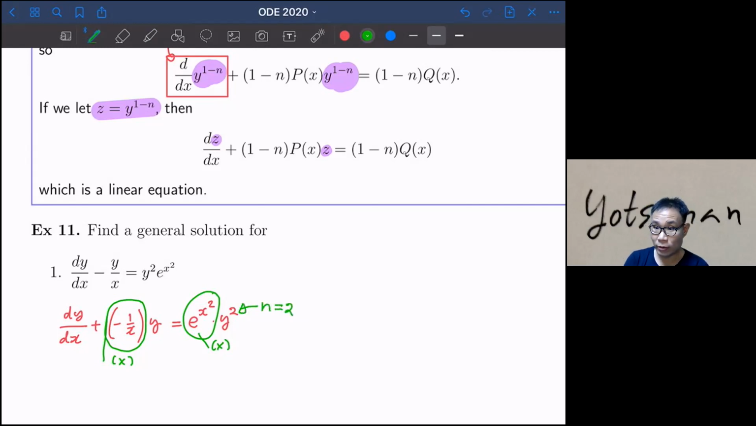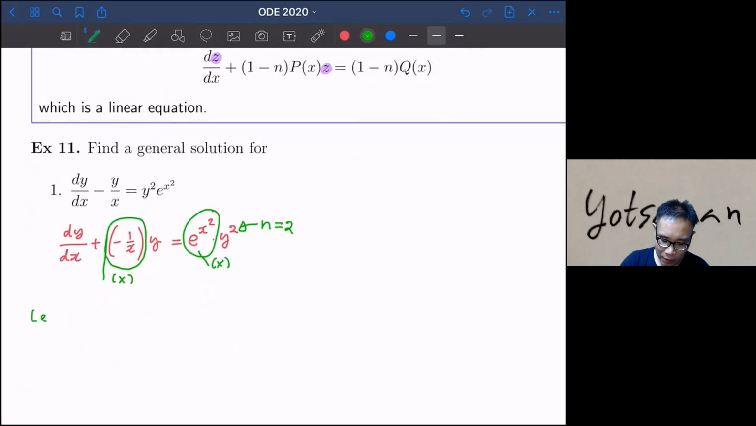Okay, so we identify P(x), Q(x), and we have n equal to 2. So the thing that we're going to do is let z equal y to the 1 minus n. So you let z equal y to the 1 minus n, and you're going to have dy/dx, which we're going to convert.